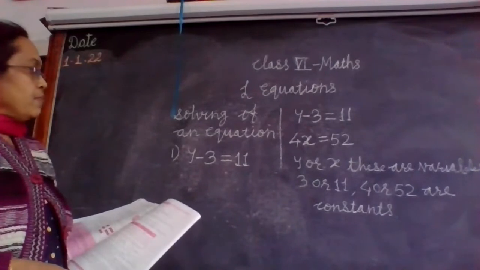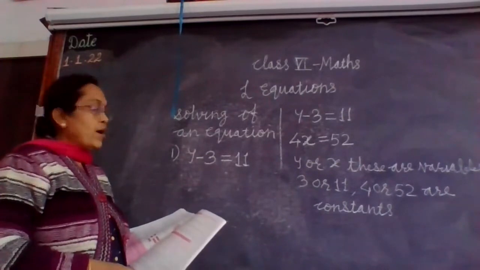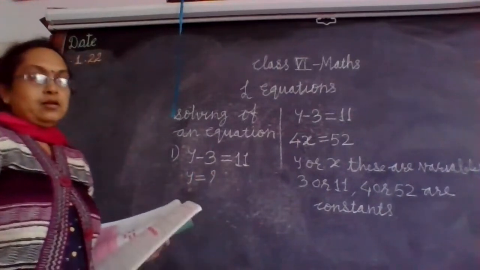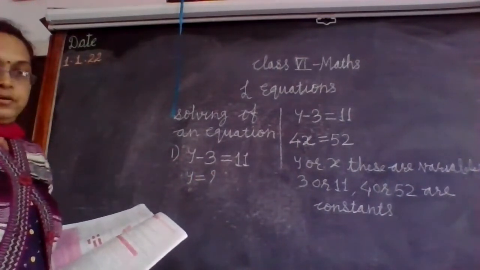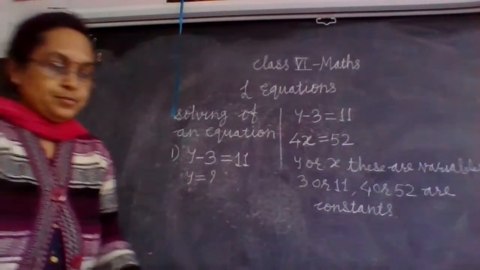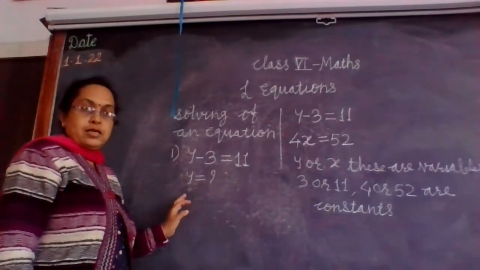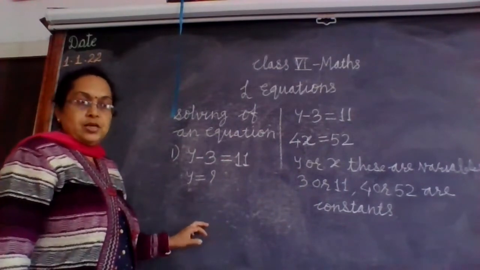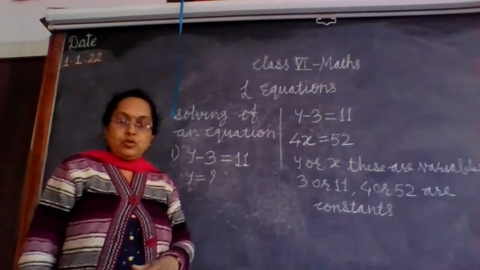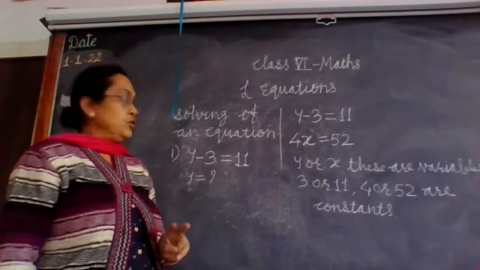In this case, y minus 3 equal to 11, we will see how to solve the equation, means how to find out the value of y. For that, I will explain the method. You have to use the basic operations: addition, subtraction, multiplication, division, of which addition and subtraction are opposite to each other. Keep that in mind. And multiplication and division are opposite to each other.